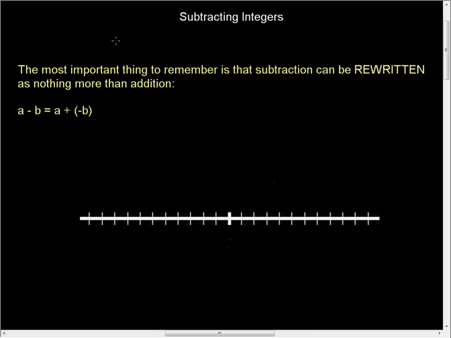Okay, so let's take a look at an example here. Let's just do something relatively simple: 3 minus 2. Well, if you have three things and you take two of them away, you get 1. Let's rewrite that as addition, because when we do that, we can start walking our number line as I did in adding integers.